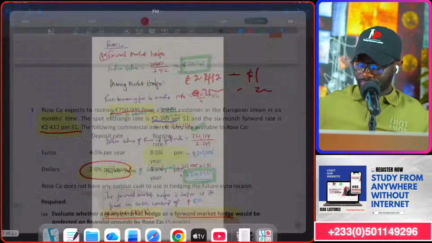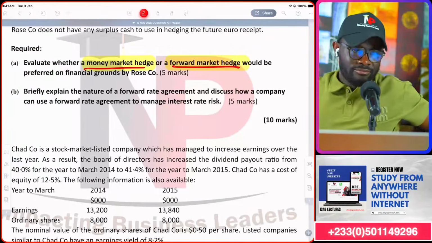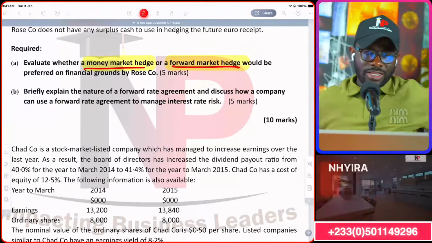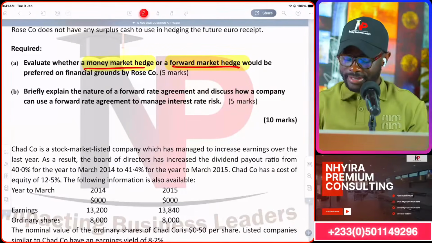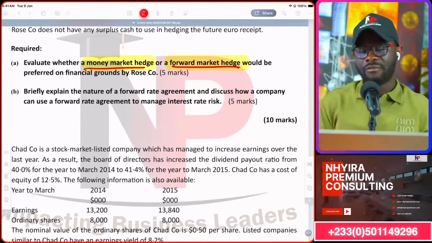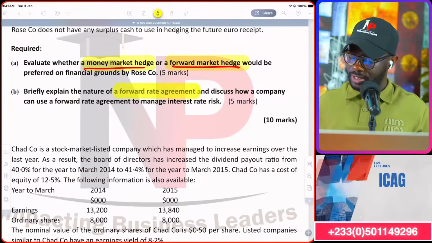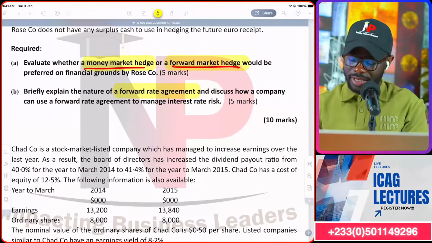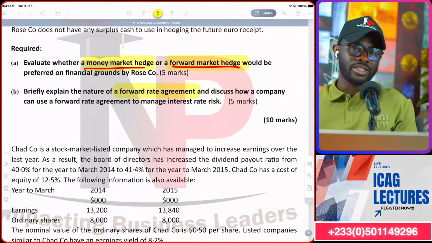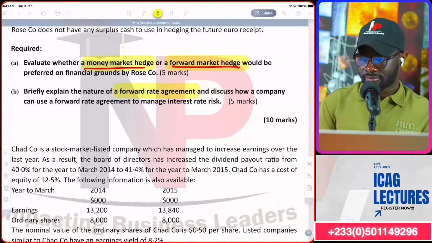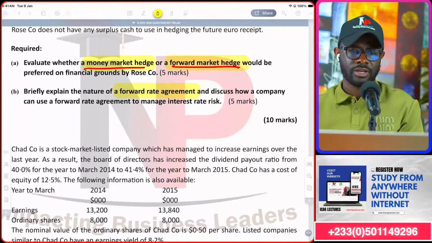Okay. Then we look at the B part of this question here. What does the B part of the question say? It says, briefly explain the nature of forward rate arrangement and discuss how a company can use a forward rate arrangement to manage interest rate risks. Okay, to manage interest rate risk.